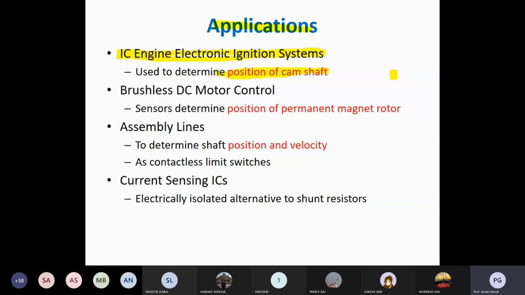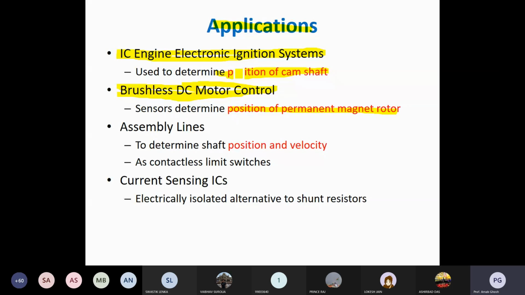The next one is brushless DC motor control. I told you in my last class that BLDC motors are used in practical cases like EVs, electric vehicles. The position of the permanent magnet rotor is important, basically RPM. In all these cases you can see the concept is like the tacho generator, the measurement of your RPM. Where do you get that measurement of RPM from? You get it from the sensor. The Hall effect sensor is a well-established example.